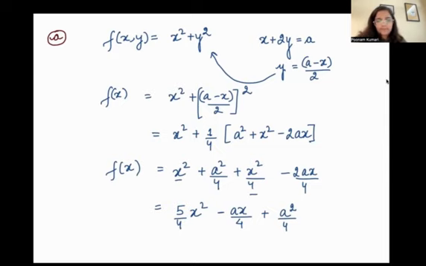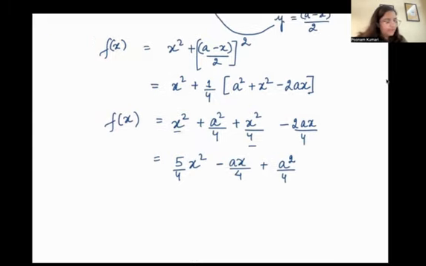We can take 1 by 4 common. It should be minus 2a; I divided it in my head, and here I should have written 2, right? All right. Anyways, now we will come to what we are supposed to do. So okay, what strategy should we adopt now?